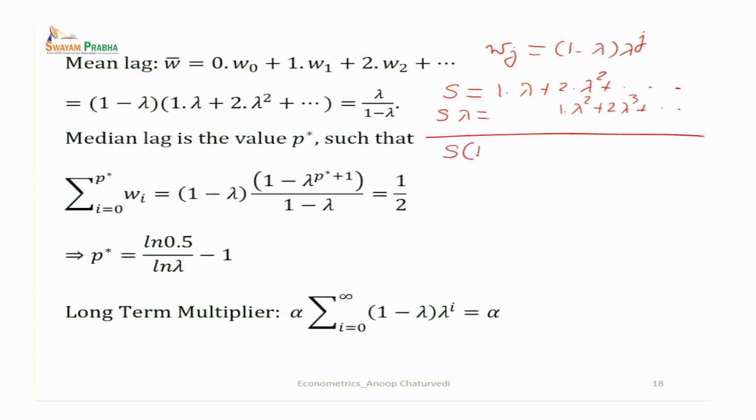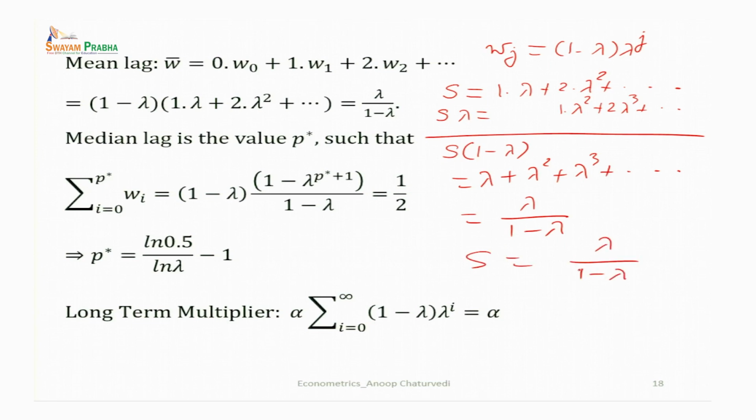So, you get s into 1 minus lambda equal to, the first term is lambda, again you get lambda square plus lambda cube plus so on. So, you get lambda upon 1 minus lambda. So, s is equal to lambda upon 1 minus lambda whole square, and then you have 1 minus lambda here also. So, finally, you obtain lambda upon 1 minus lambda. So, this is the mean lag weight.